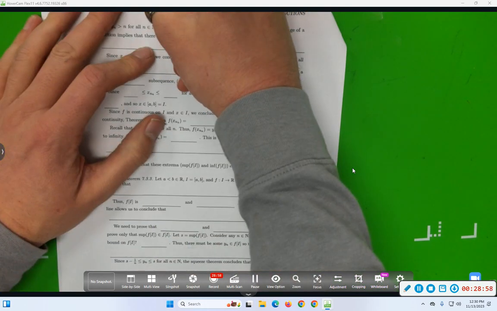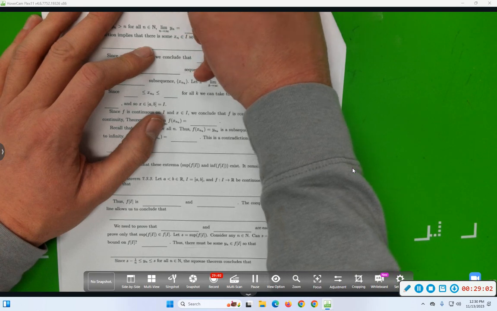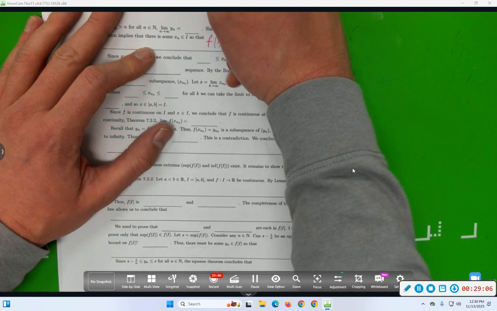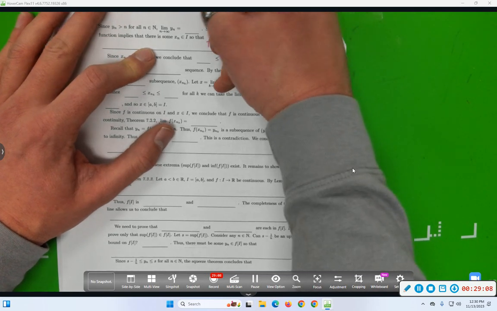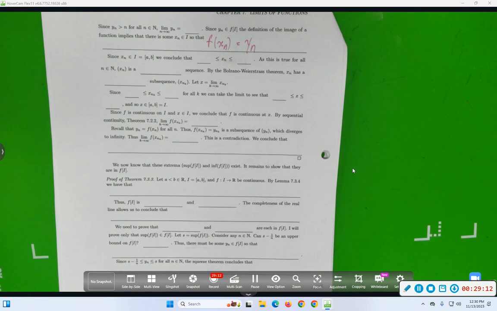Sure, that's true. Maybe I'll say bigger than or equal to, because sometimes limits can turn strict inequalities to loose inequalities. As n goes to infinity, though, where does n go? Infinity. So the limit of yn is at least as big as infinity. So what can you tell me about the limit of yn?